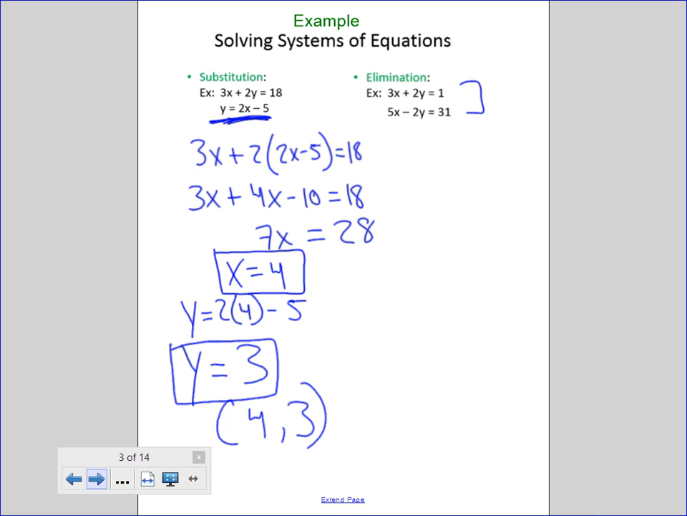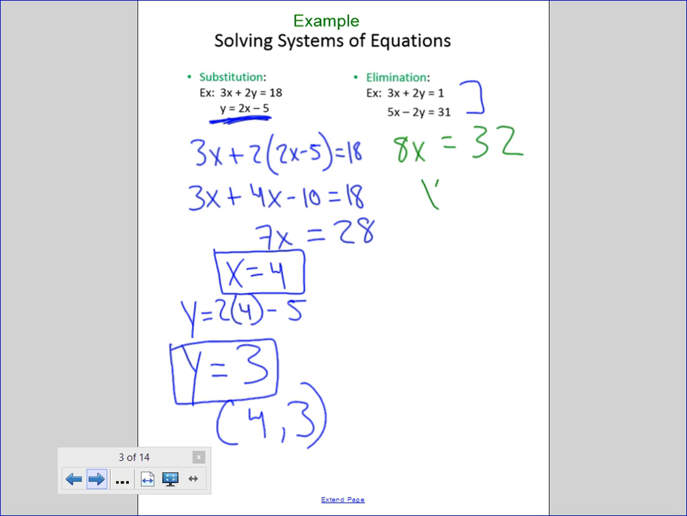In other ones, we may have to multiply one of the equations by a number to get something that will cancel out to 0. Okay, so let's go ahead and combine these by adding them. When I do that, I end up with 8x, and 2y plus negative 2y just ends up being 0. And then 1 plus 31 equals 32. Now we'll solve for x.